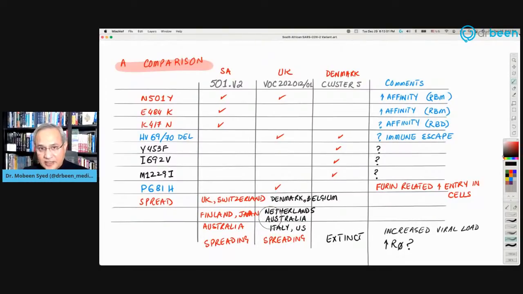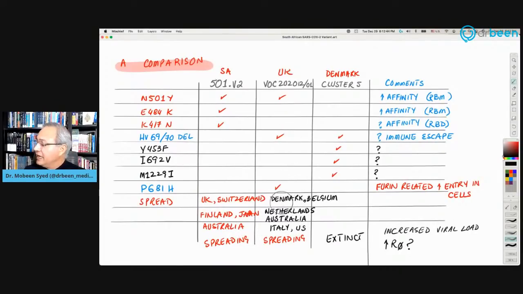So, spread. Interestingly, Denmark's variant has become extinct. After the lockdown and after the culling of the minks, there were 17 cases in humans as well. But since then, it has been thought that this has gone extinct. It's not present anymore. The South African version has gone to the UK, Switzerland, Finland, Japan, Australia, and probably more countries. But the number of arrivals are probably 2 people, 1 person, and so on. It's not a huge, massive spread.